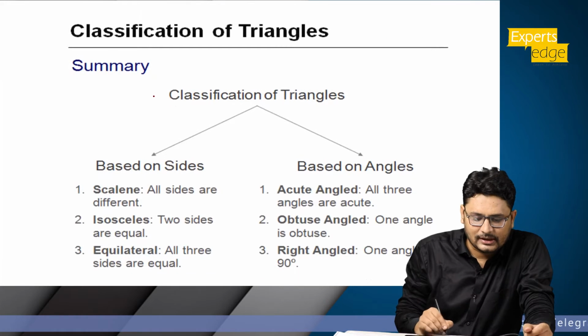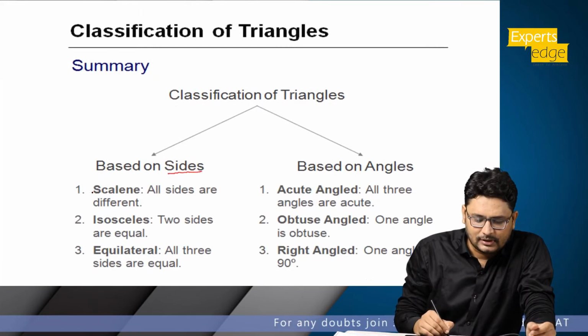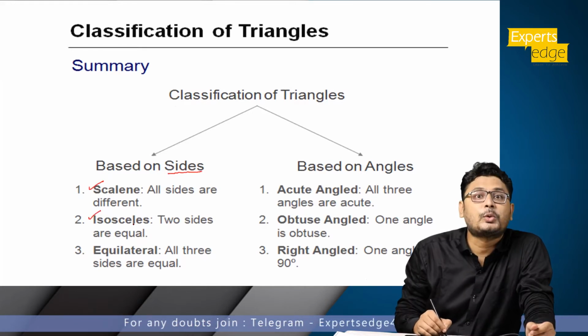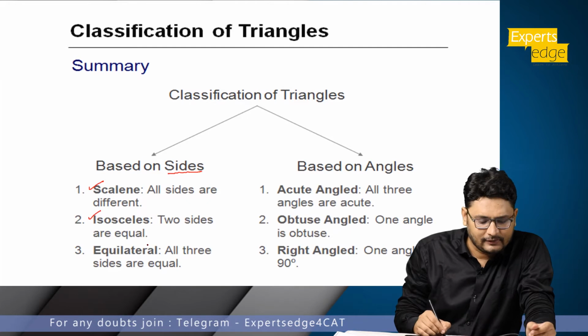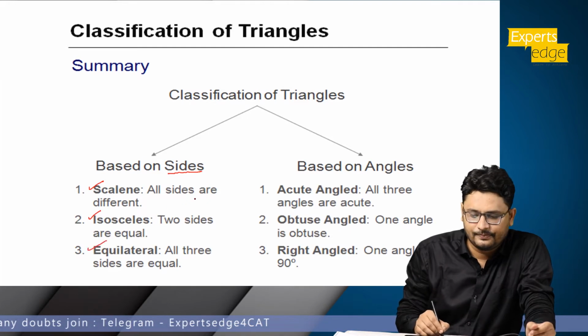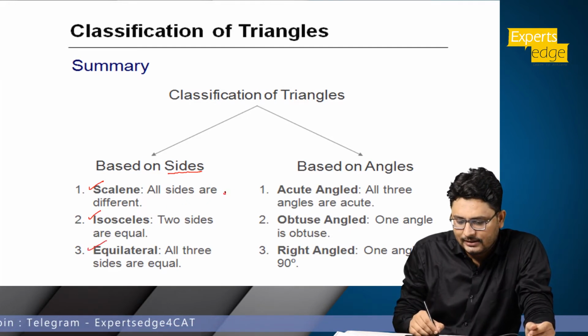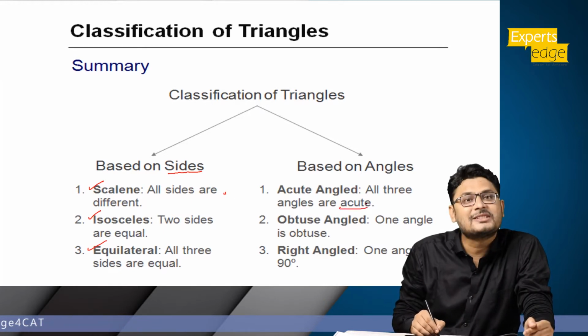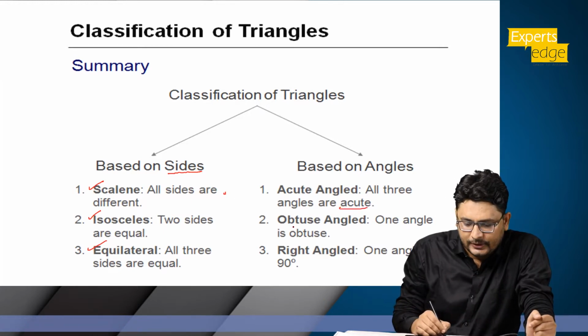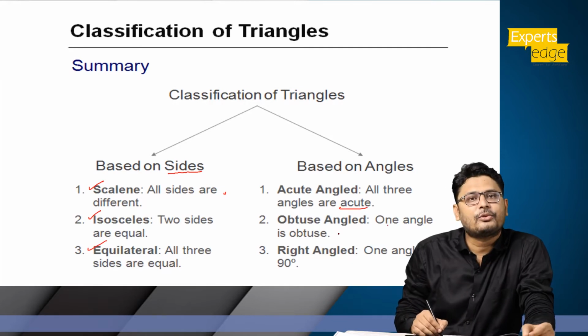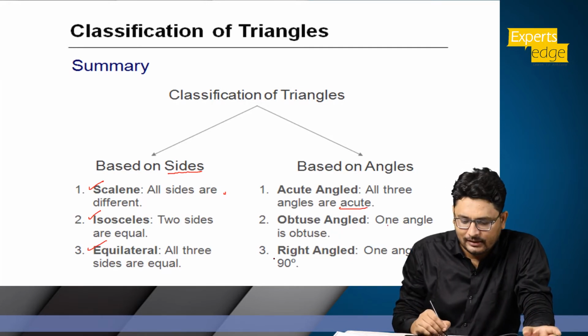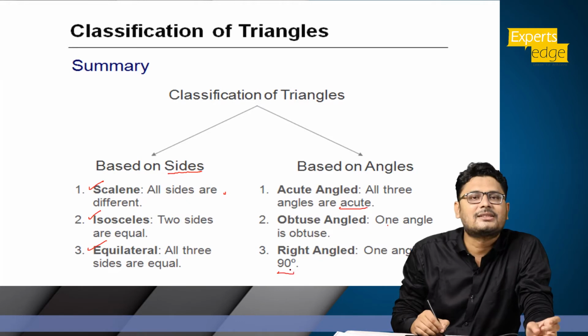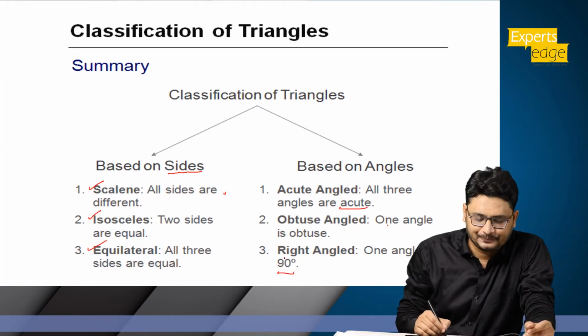You must be knowing the classification of triangles. First is on the basis of sides. One is scalene, where all sides are different. Second is isosceles, where two sides are equal. And equilateral, where all the three sides are equal. Now based on the angles, first is the acute angle triangle, where all the three angles are acute. Acute means less than 90 degree. Obtuse angle, that means one angle is obtuse, that is greater than 90. And right angle triangle is one angle has to be exactly 90 degree, right?